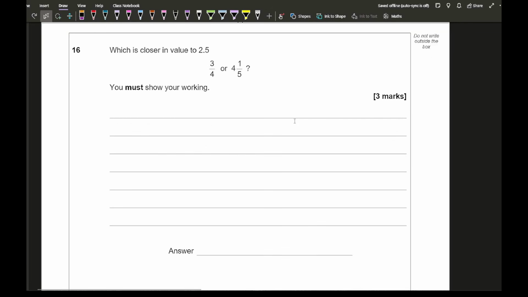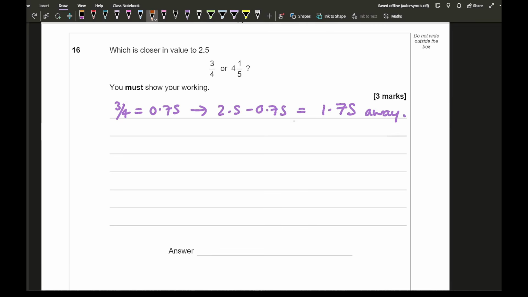Moving on to question 16, it says which is closer to the value of 2.5? You must show your working. So let's have a look. So 3/4 is 0.75. So then if I do 2.5 minus 0.75, that gives me a distance of 1.75. So 1.75 away.